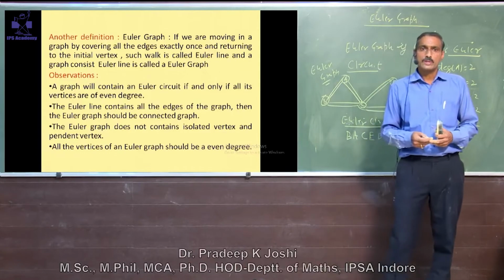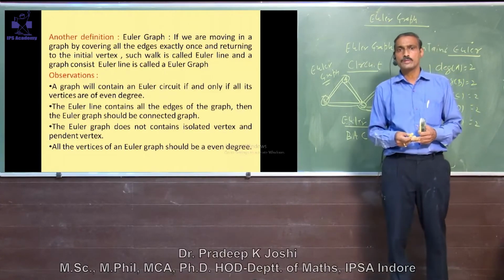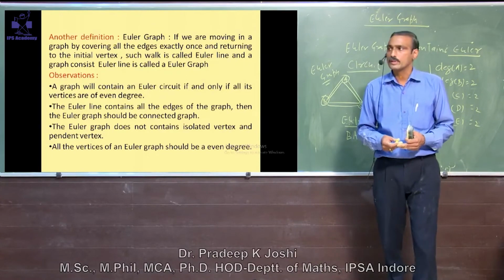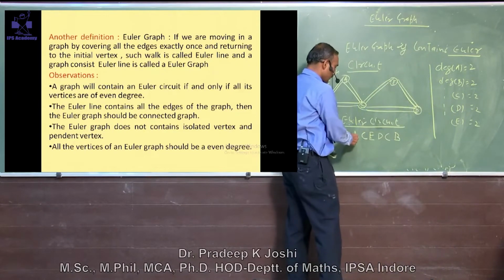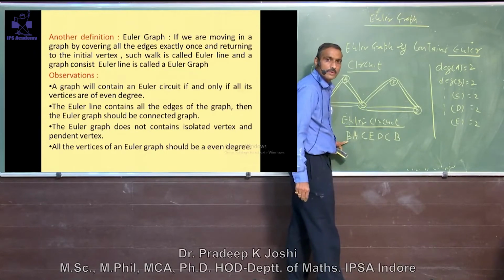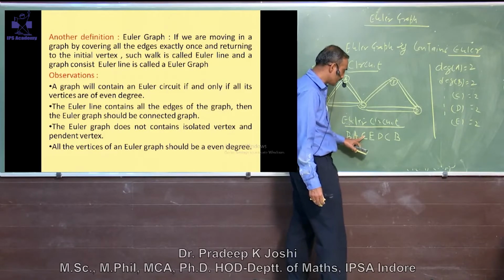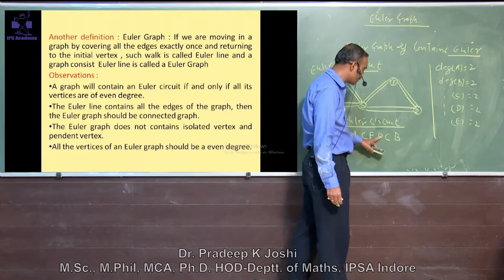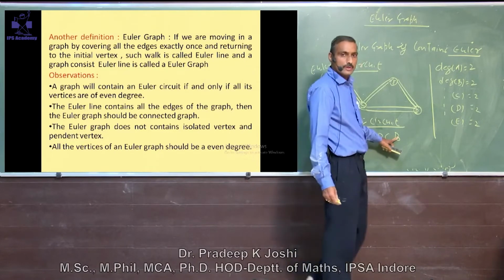What are the observations? A graph contains an Euler circuit if and only if all vertices have even degree. So here, this is the Euler circuit. Just see the degrees: B is 2, A is 2, C is 2, E is 2, D is 2, C is 2, B is 2. So this is an Euler graph.